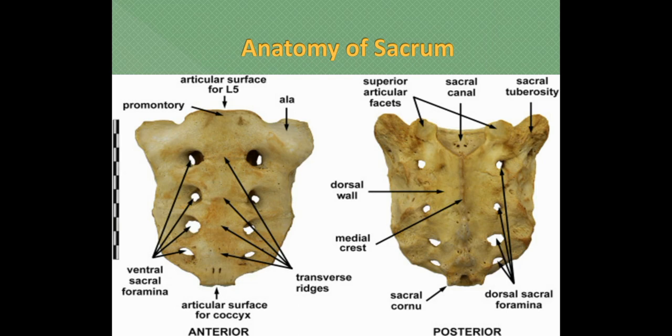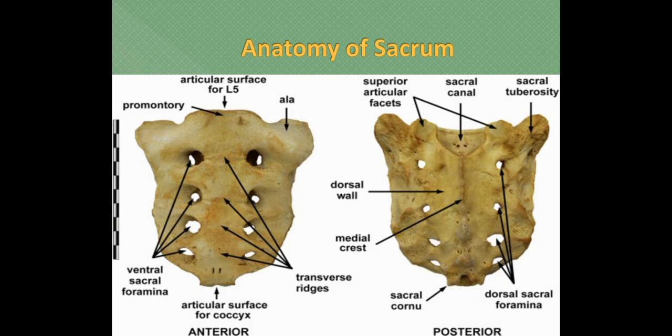We can see the articular surface for L5. We have the ala. The sacral promontory is visible in the anterior aspect. We can see the ventral sacral foramina and transverse ridges, and at the bottom of the picture we can see the articular surface for the coccyx. So this is the anterior portion of the sacrum.